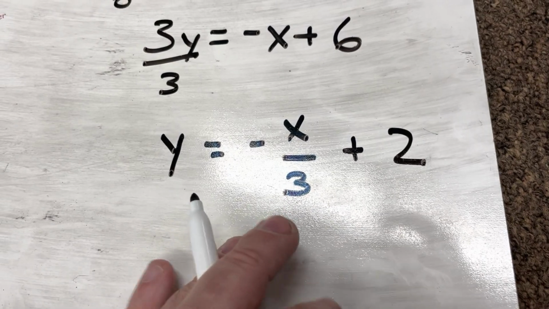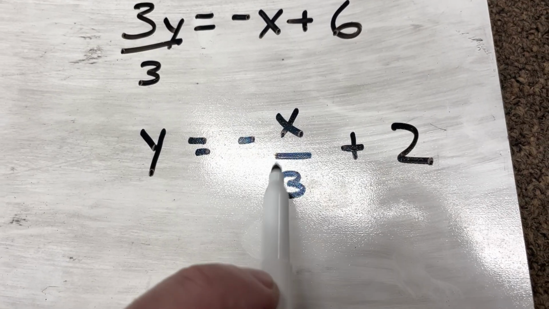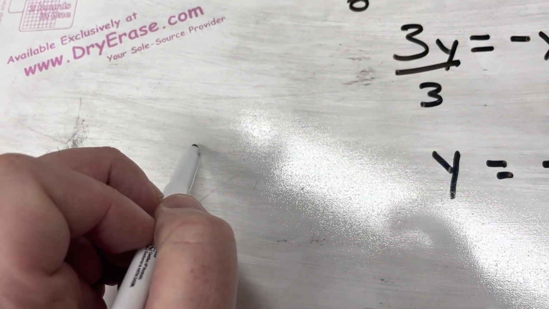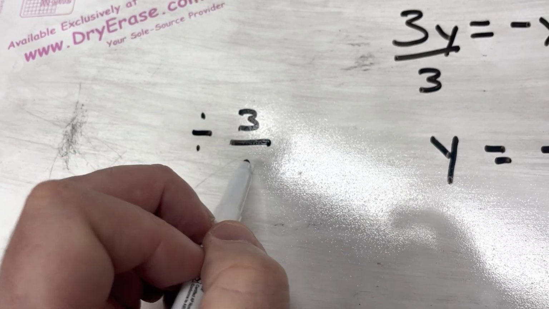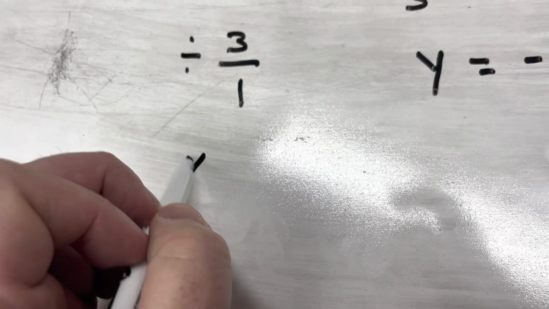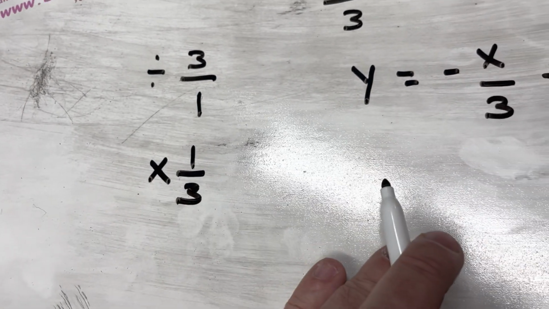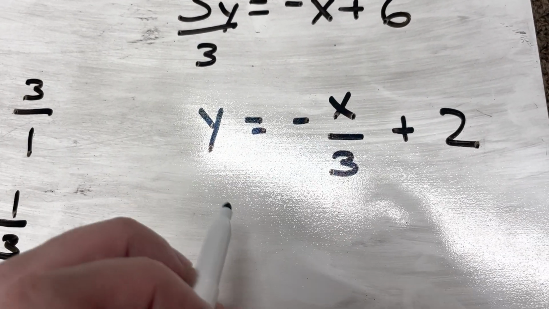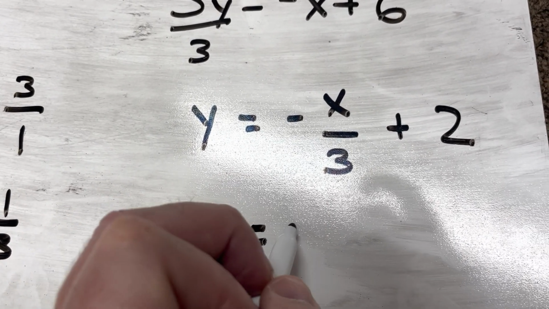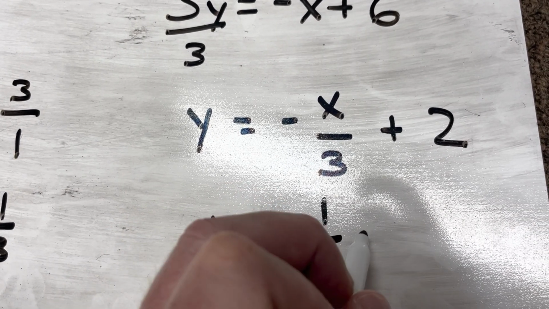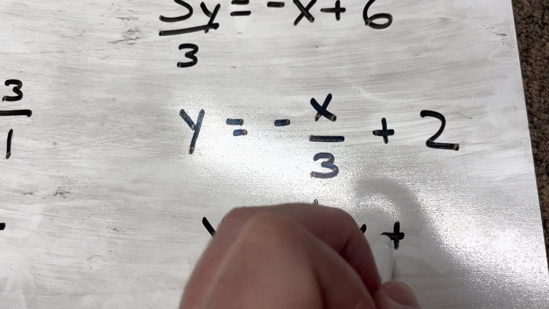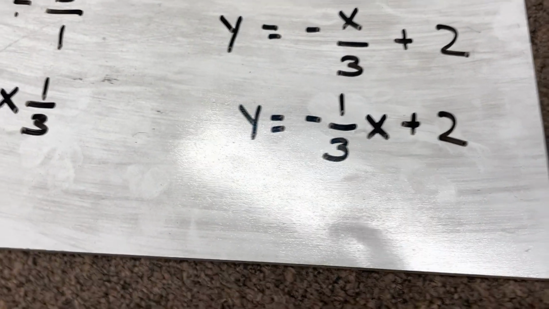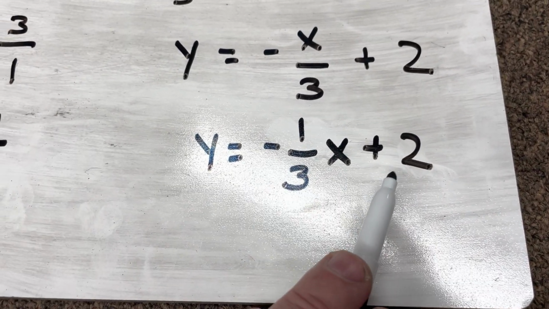Now, I know that I have to have a coefficient with x, so I'm not going to think about this as being divided by 3. As an 8th grader, I need to remember that when I divide something by 3, or 3 over 1, it's the same as multiplying it by 1 over 3. So I need to write this as a multiplication problem. Instead of negative x over 3, I'm going to say y equals negative 1/3 x plus 2. So now I know my y-intercept. I'm going to bring over my other graph here. My y-intercept is 2.